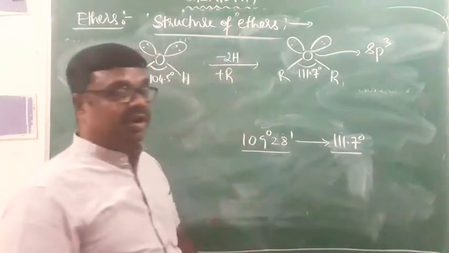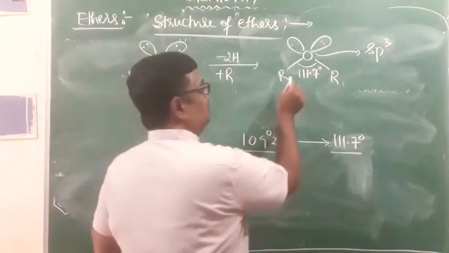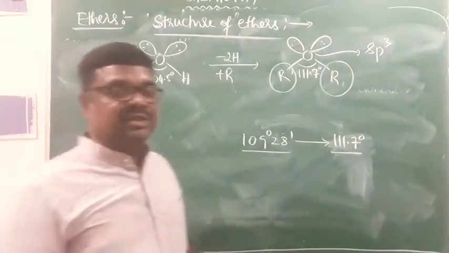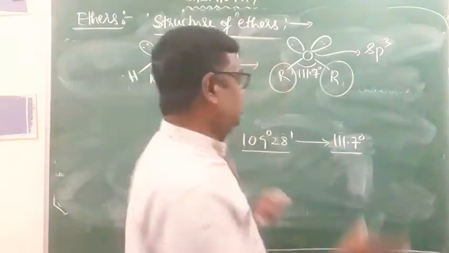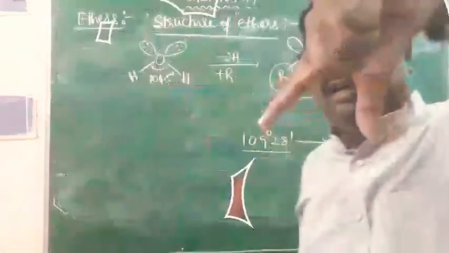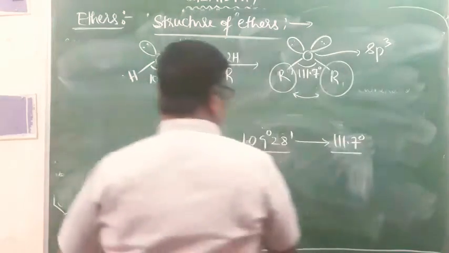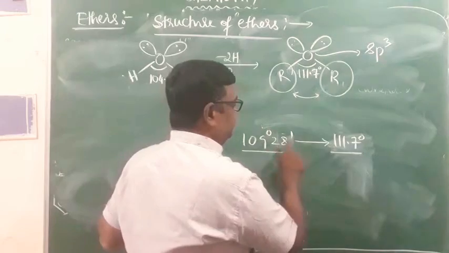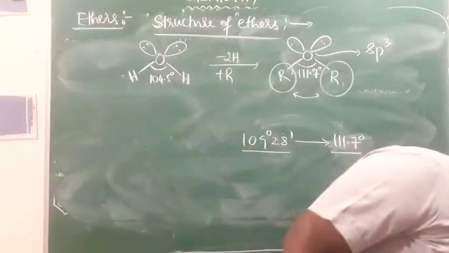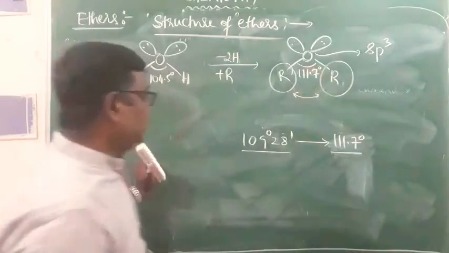Look at this, the bond angle in ethers is slightly greater than the regular tetrahedral angle, because R groups are very bulky. They occupy more space. Then what happens? There is a repulsion among the bulky groups. Once the groups are bulky, repulsion occurs and the bond angle increases. Therefore, the bond angle is increased from 109 degrees 28 minutes to 111.7 degrees. So that is the bond angle and the structure of ethers, and of course here the oxygen atom is sp3 hybridized, right?